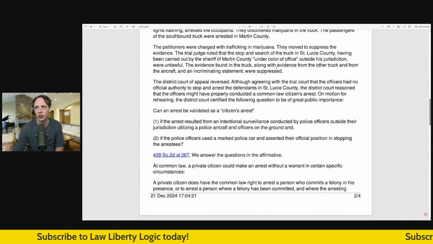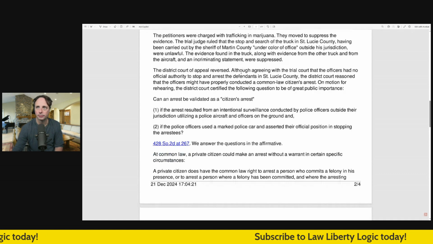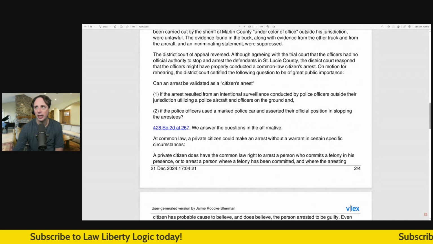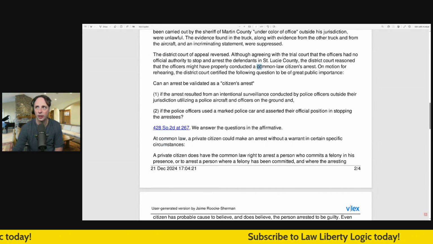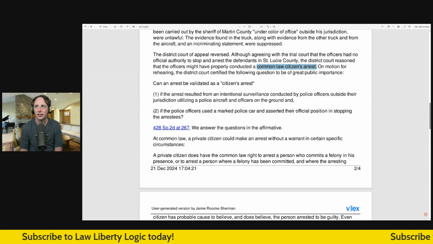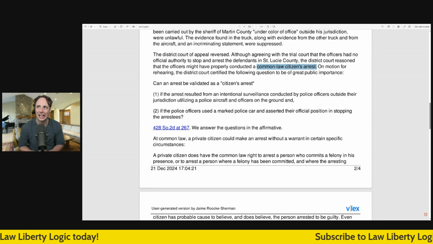So the evidence found in the truck, along with evidence from the aircraft, and incriminating statements were suppressed. The district court of appeal reversed, although agreeing with the trial court the officers had no authority to stop and arrest the defendants in St. Lucie County. The district court reasoned that the officers might have properly conducted a common law citizen's arrest. So here we're bringing in that idea of a common law citizen's arrest. Common law meaning that it came through case law. It's not written by the legislature in statute.